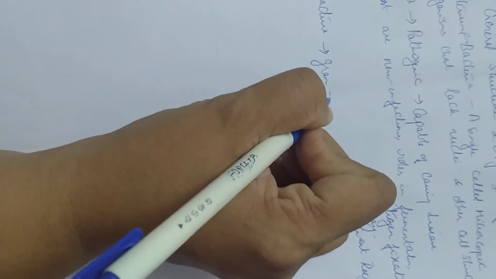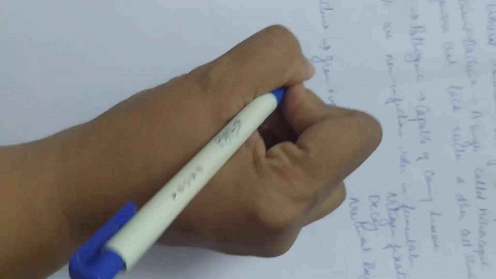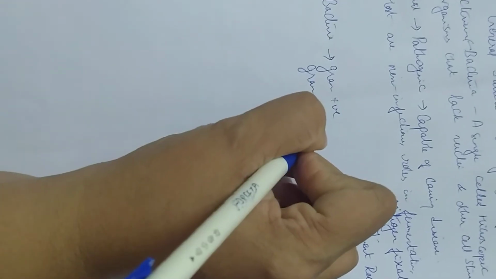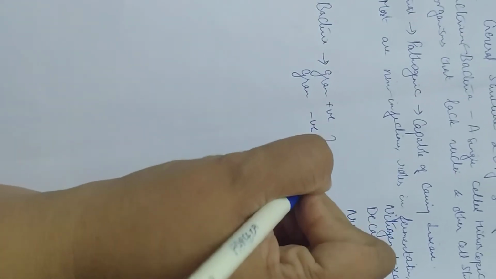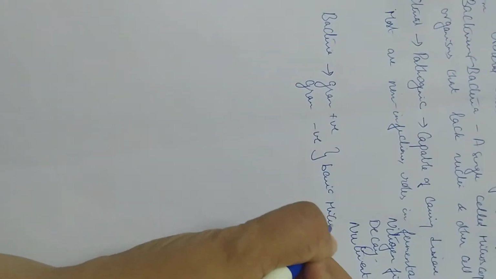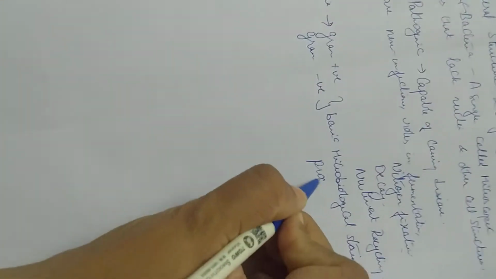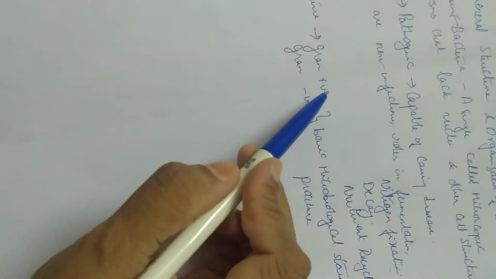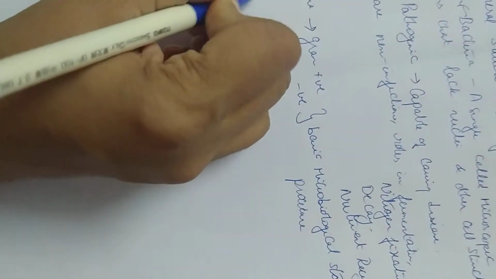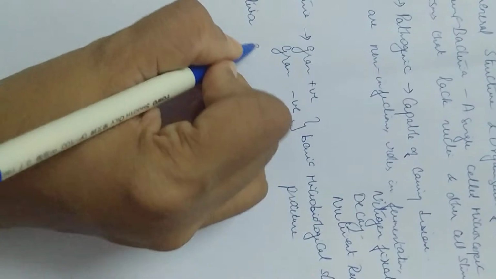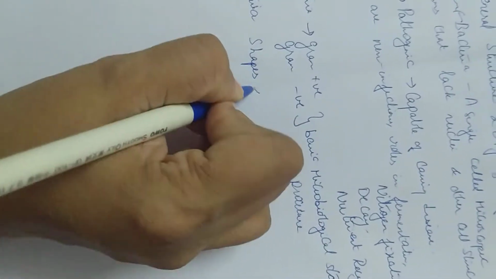So bacteria are generally called gram positive bacteria or gram negative bacteria based on the basic microbiological staining procedure. The test that is used is called the gram staining test. And bacteria generally come in several shapes and sizes.